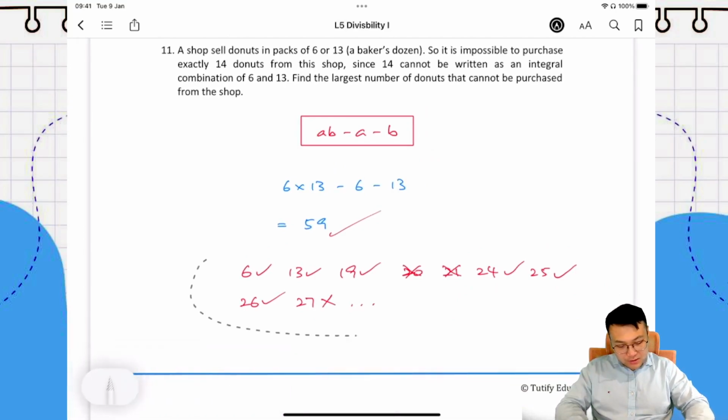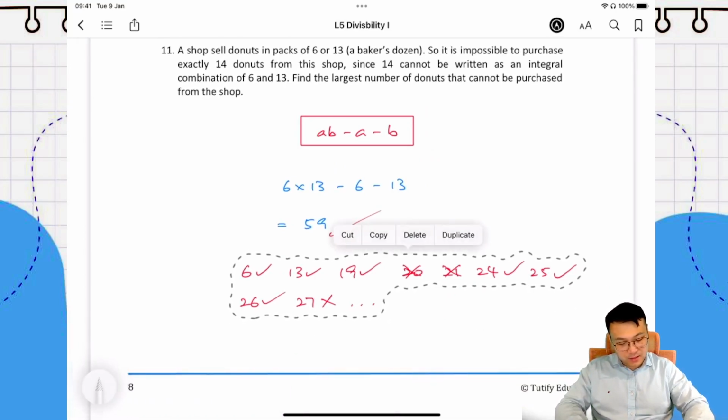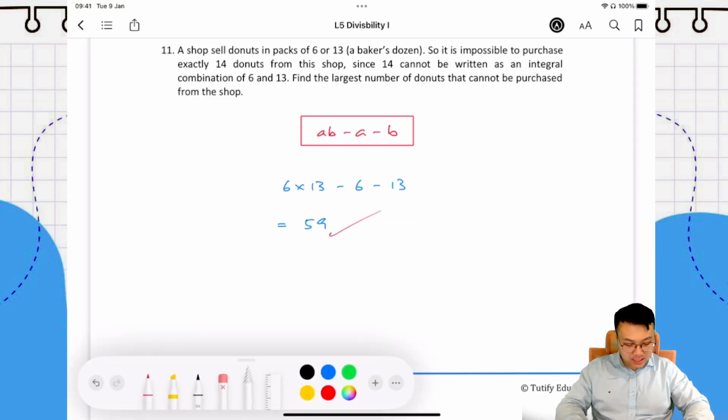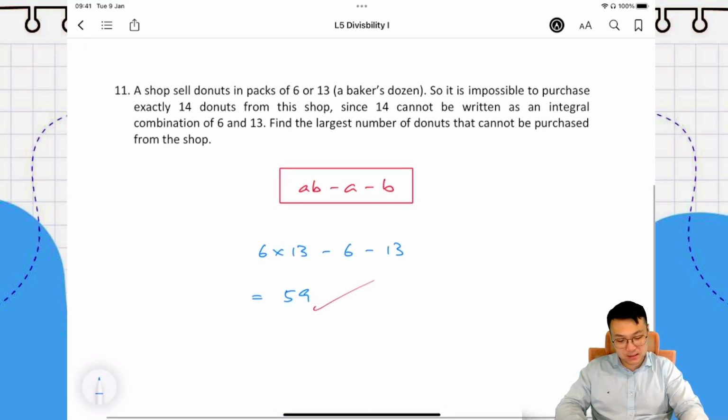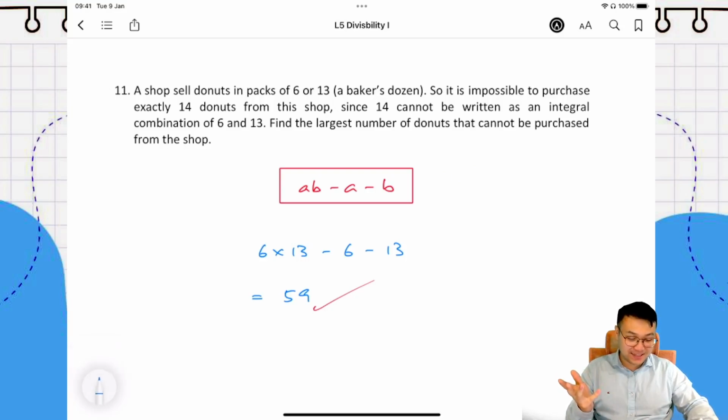Straight away use the secret shortcut, which is AB minus A minus B. Remember this. This is going to be very useful. Okay, there are other questions like that. Sometimes they ask you about McDonald's. You go to McDonald's, you can buy nuggets. Nuggets are sold in... Okay, why not?